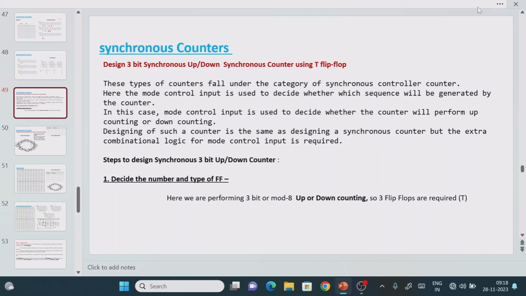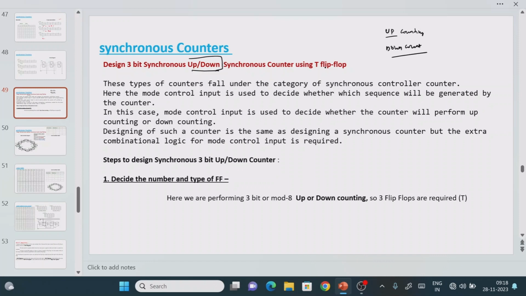Hello all, welcome back. In today's class, we are going to design the 3-bit synchronous up-down counter using T flip-flops. First we'll try to understand the meaning of up-down counting. It will perform the up counting operation as well as the down counting operation. Then it is called the up-down counter.